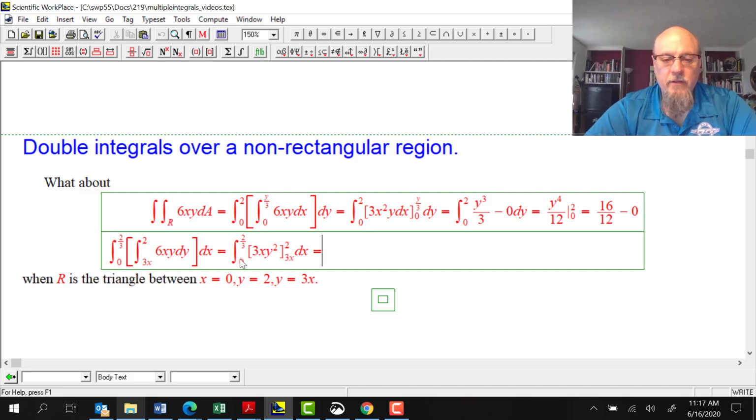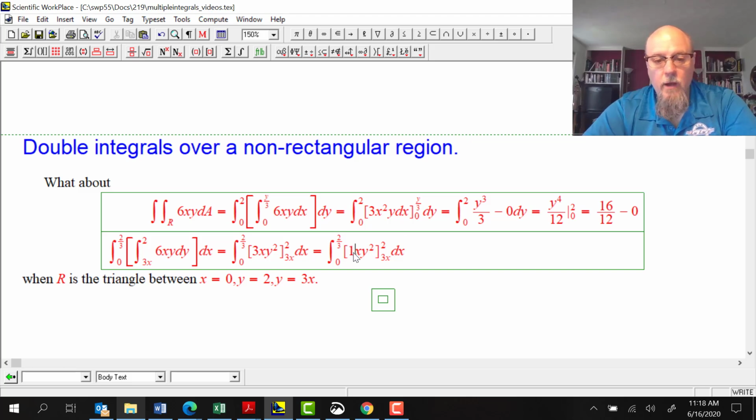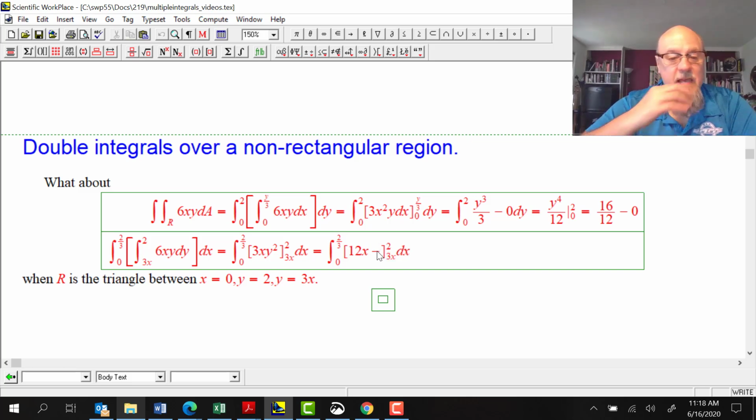Now we're going to sub in the top minus sub in the bottom, and we're subbing those in for y's. So I'm going to sub the 2 in for the y, minus sub the 3x in for the y. When I sub the 2 in for the y, this will become a 4. The 4 times the 3 will become a 12. Minus, when I sub the 3x in for a y, that's going to be 3x squared. That's 9x squared times this other 3x. That's going to be 27x cubed.